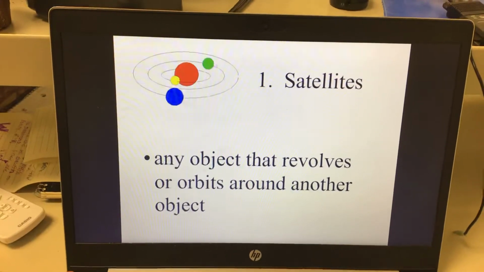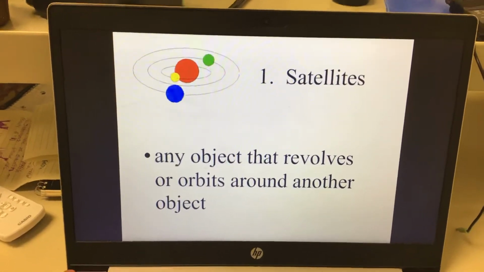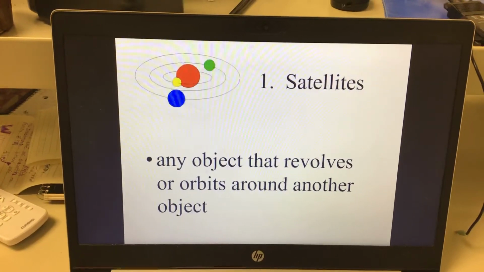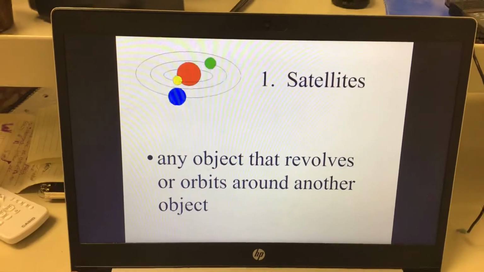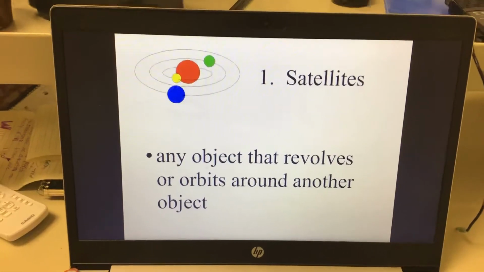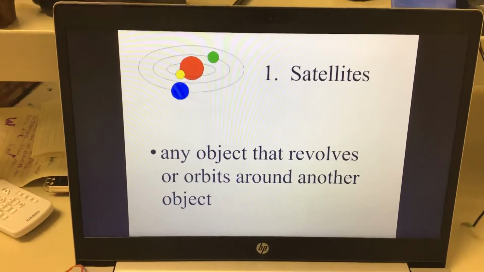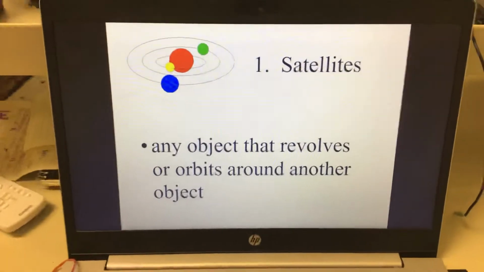There are man-made satellites as well. The International Space Station, or ISS, is a man-made satellite. It orbits around the Earth. We have lots of satellites up there for various reasons.